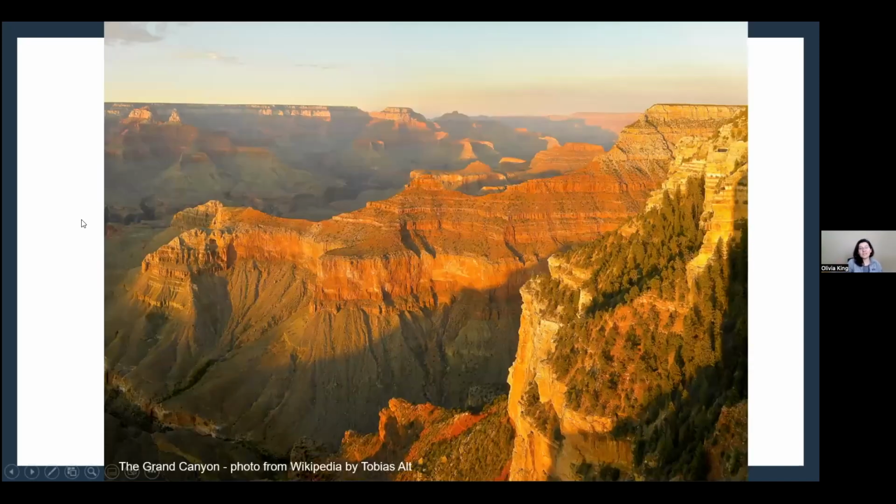A great place to see this type of sedimentary structure, or this very simplistic layering of sediment, is actually in the Grand Canyon. And just to give you an understanding, there's about 1.5 kilometers, just for scale.